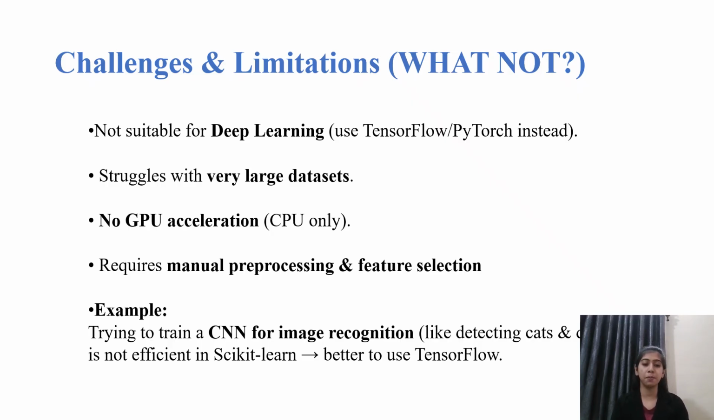If we take an example, if we are trying to train a CNN for image recognition, for example, we are trying to classify dog and cat images, it is not efficient to use scikit-learn. We can use TensorFlow instead, which is a better option.